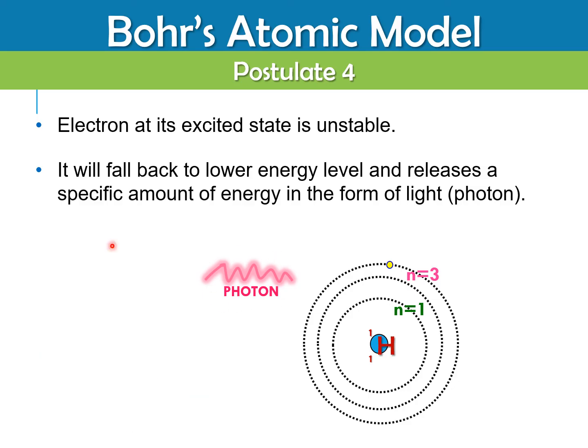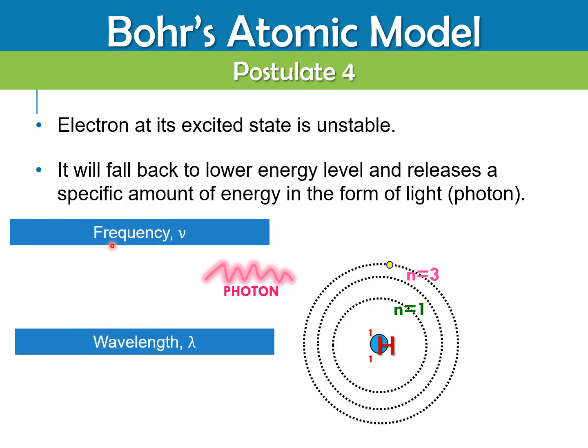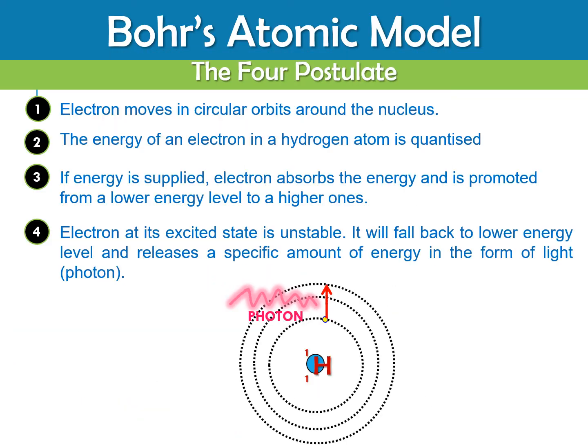Since photonnya adalah cahaya, so we can calculate its frequency and wavelength. Frequency can be calculated using formula nu is equal to c over lambda. Wavelength can be calculated using formula 1 over lambda is equal to RH 1 over N1 squared minus 1 over N2 squared. This is the summary of 4 postulate of Bohr's atomic model.